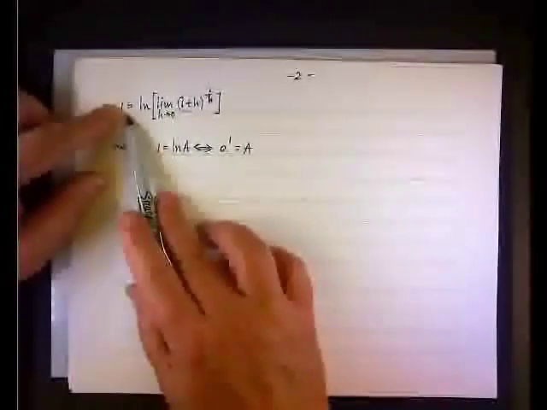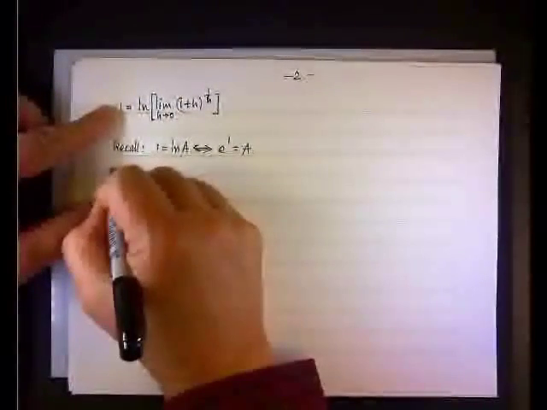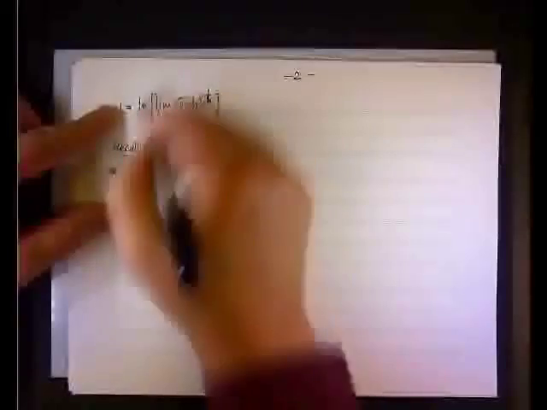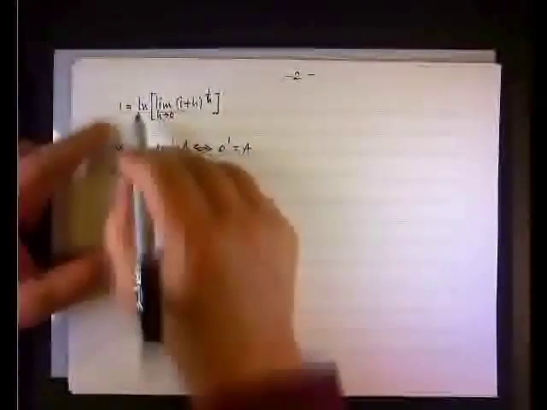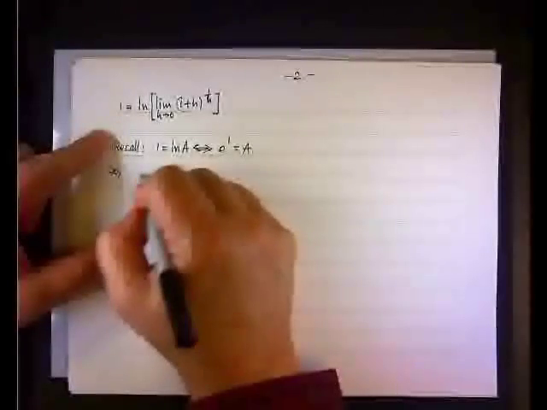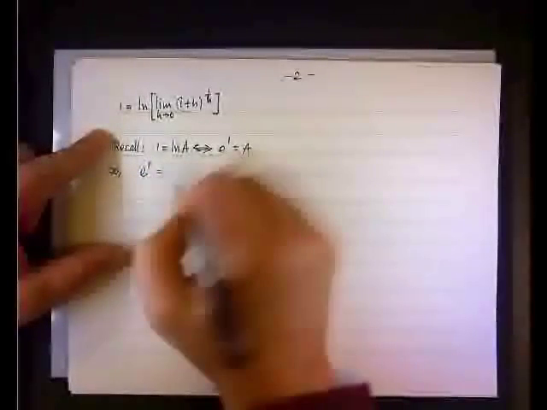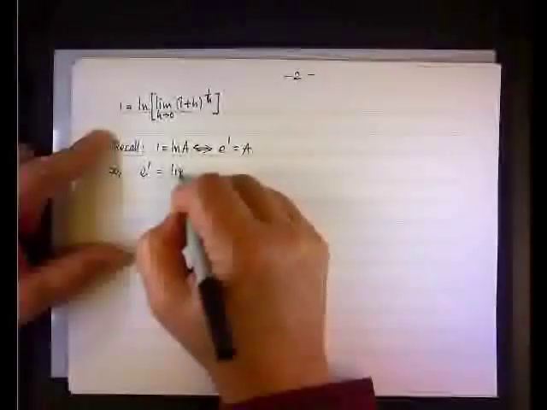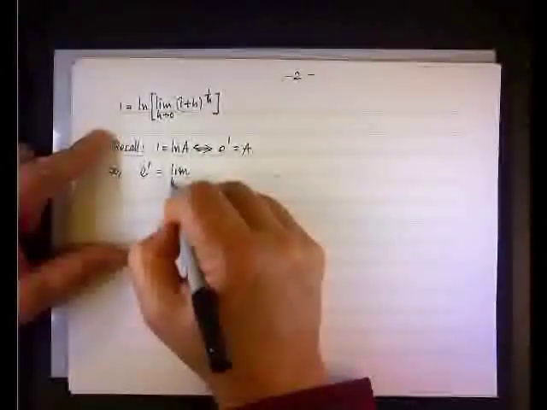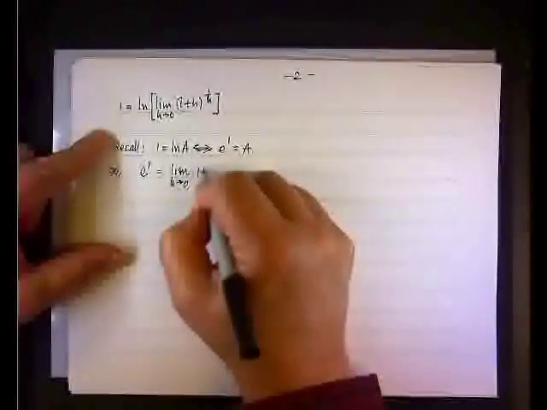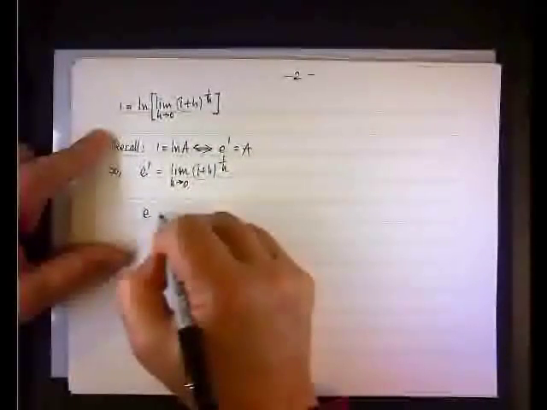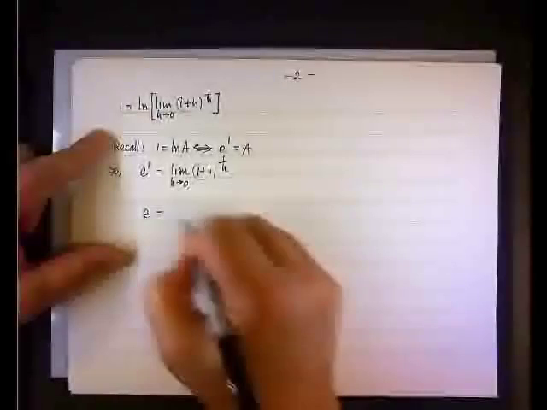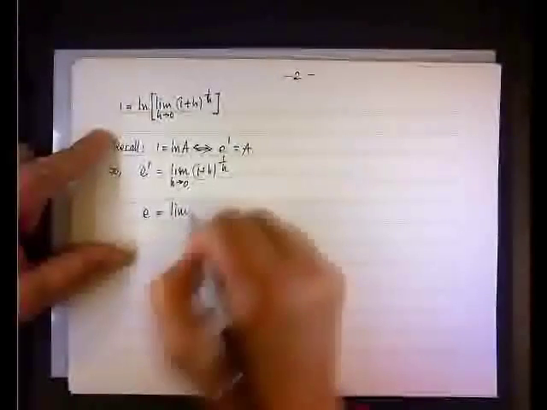Now we have 1 here, right? So e to the power of 1, or e, equals the limit as h approaches 0 of 1 plus h to the power of 1 over h. And this gives you definition number 2. e defined as the limit.